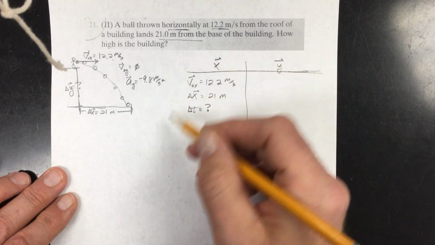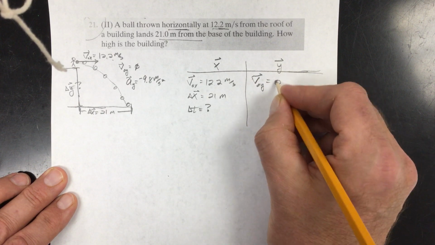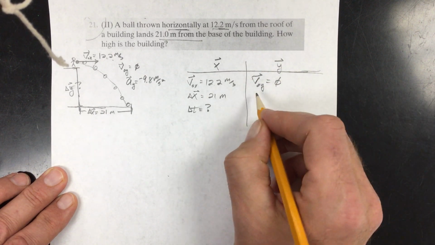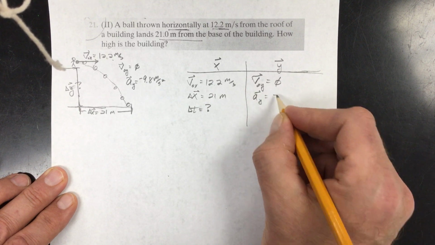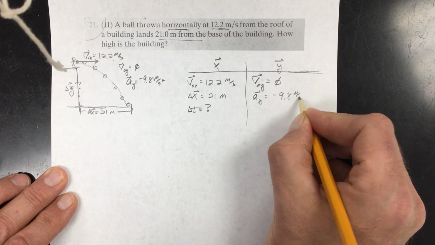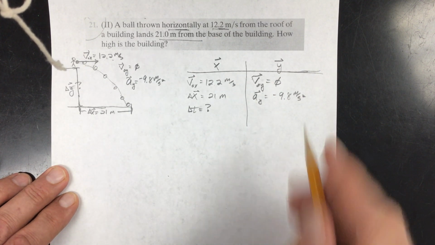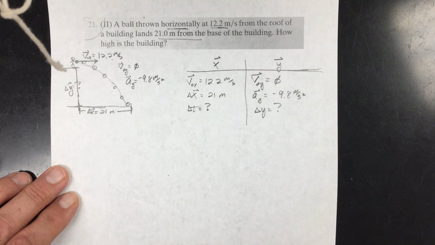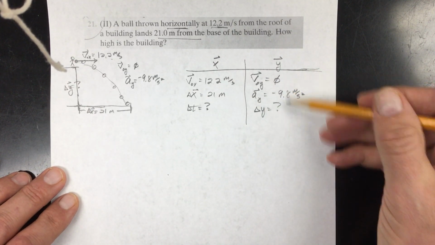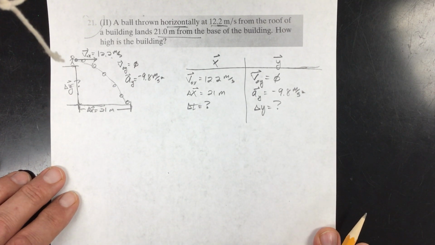Let me slide over here. In the vertical direction, what do we know? I know that the initial velocity in the y direction is 0 because it was thrown perfectly horizontally. I know that it's accelerating in the y direction at a rate of 9.8 meters per second squared down. What am I trying to find? I'm trying to find this. Now, if I take a look at my kinematic expressions, there's not much I can do with just 3 variables. So I've got to figure out some other approach here.